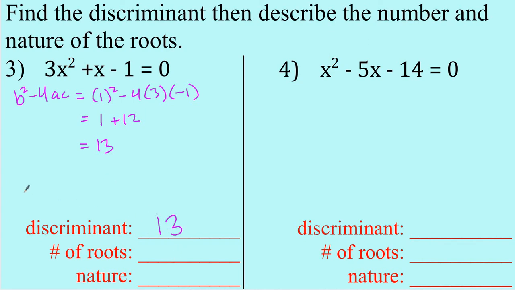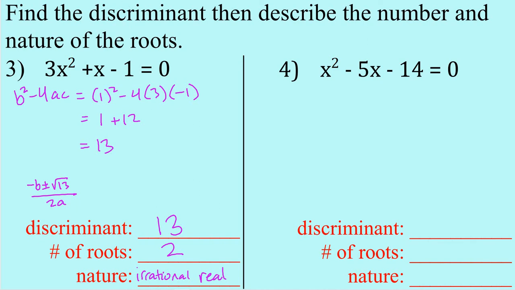Think about that, what that would mean for your answer. It would be negative b plus or minus the square root of 13 over 2a. Well, that's two different answers because it's plus or minus, so I know I have two answers. And it's the square root of a positive number, but that's not a nice number, right? I don't get a nice number out of that. So it is 2 irrational real roots. Okay?